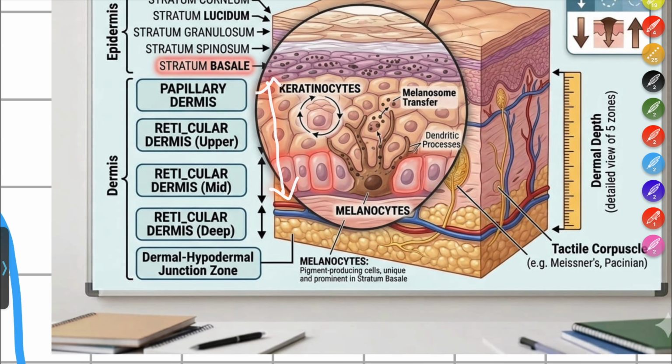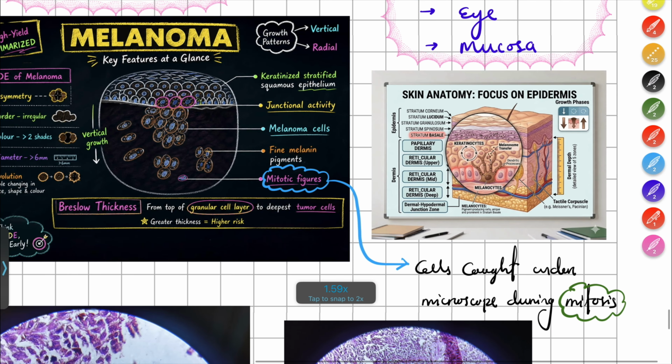In the stratum basale, we see two types of cells. One is melanocyte and another is keratinocytes. These cells are the keratinocytes, and these are the ones which have many branches. These are the melanocytes. So these are the two types of cells.